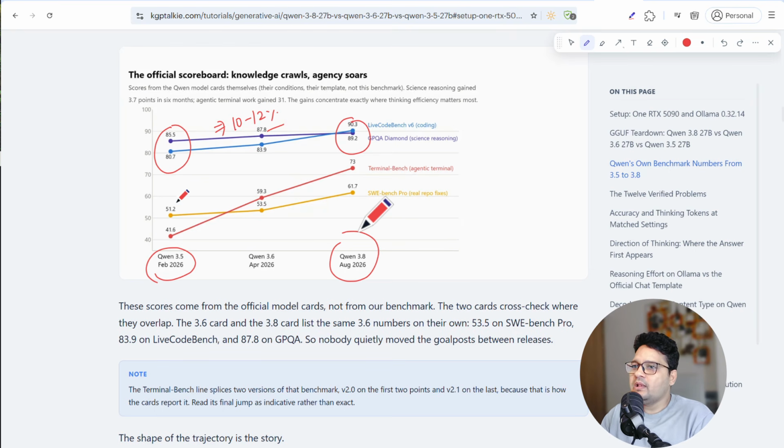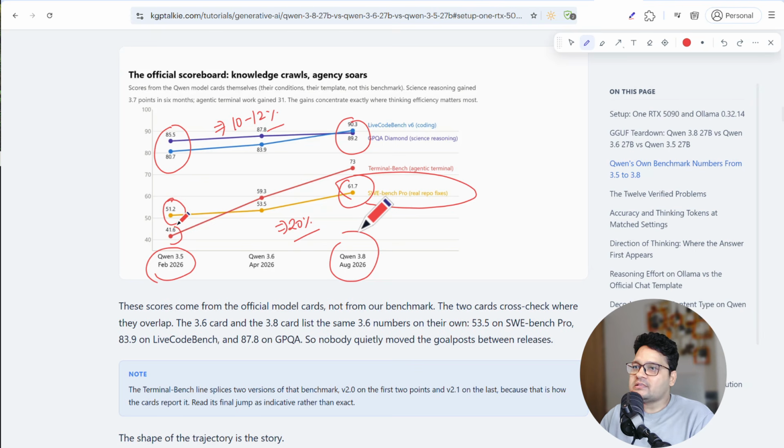Apart from that, you will again here notice SWE-Bench Pro. All right. So this is like the coding part here. So in the coding part, you will see here a little bit better improvement. So initially it was like 51%. They reached here 61%. So it is like a 20% gain.